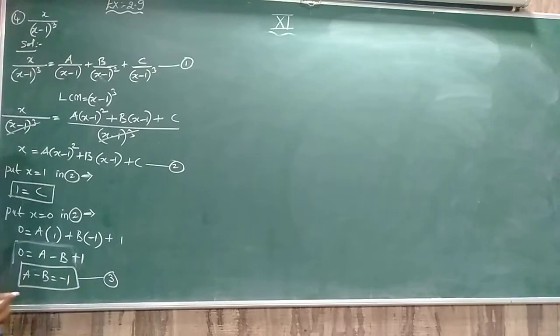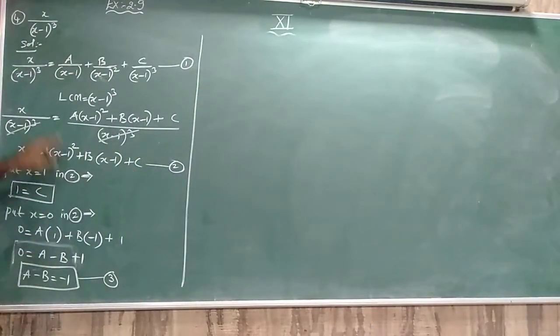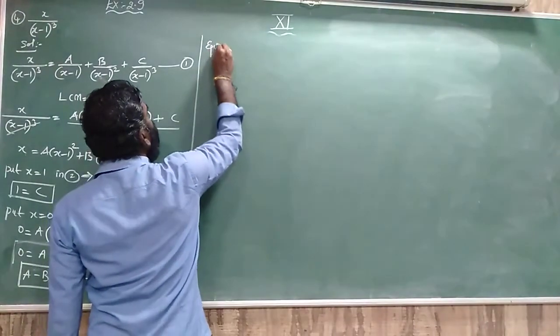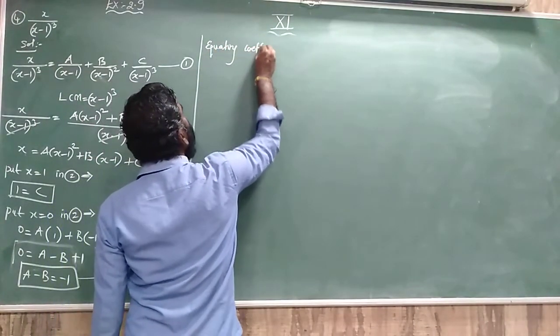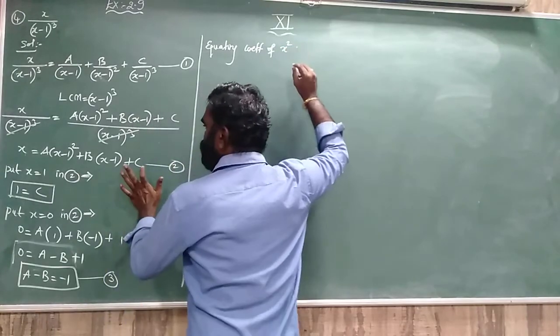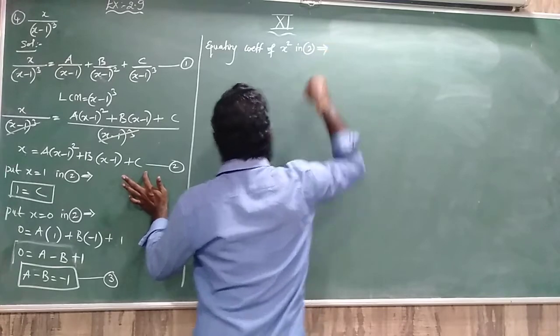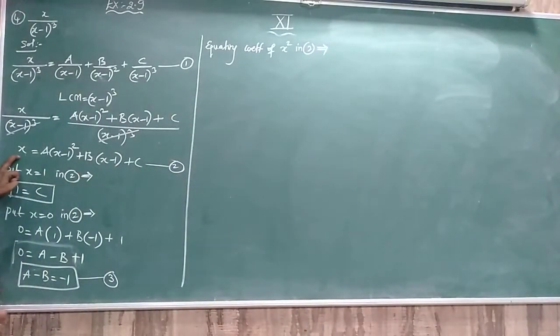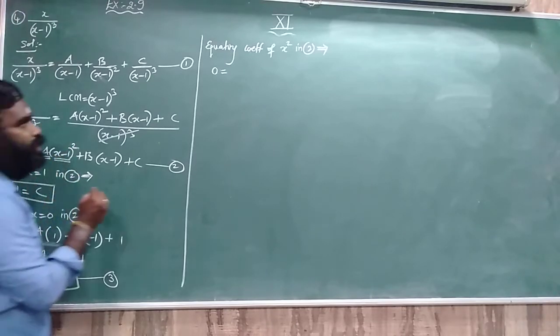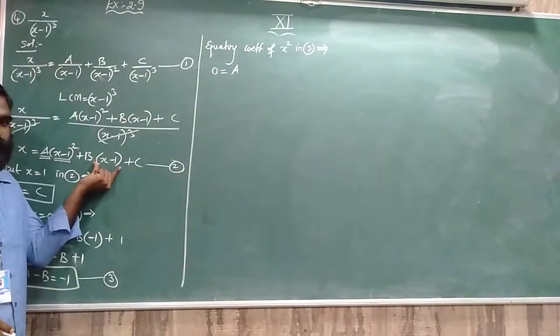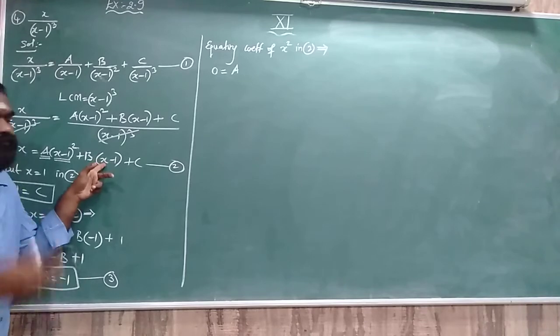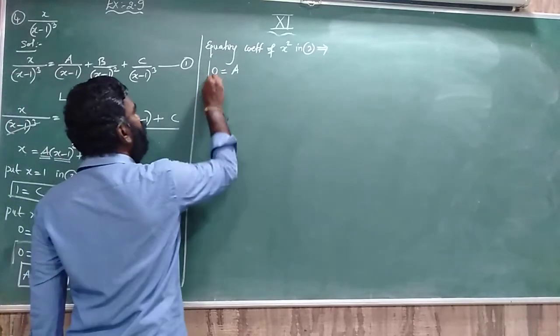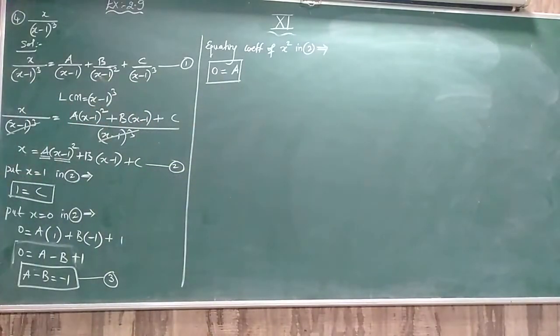Because I can't find any other value, what have I taught you? See, this is a whole cube. Equating coefficient of x square in equation 2. Since here there is no x square itself, it is 0. What is x square? x minus 1 the whole square gives x square. What is the coefficient here? A. There is no coefficient of x square. Here only x is present. There is no x square itself. Therefore, what is A? A is equal to 0.